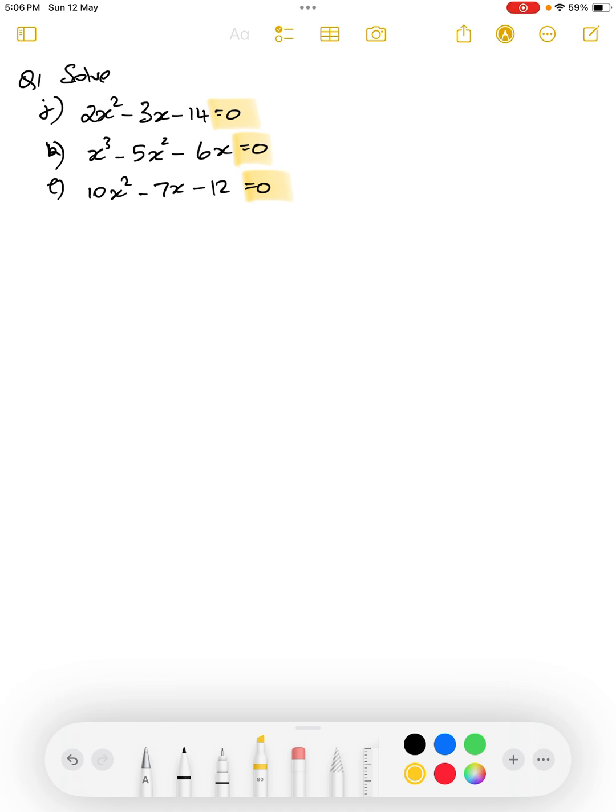All right, pause it, try it, and then come back and see if it's the same as my solution. So I hope you tried this on your own. Let's look at the solutions. 2x squared minus 3x minus 14 equals 0.